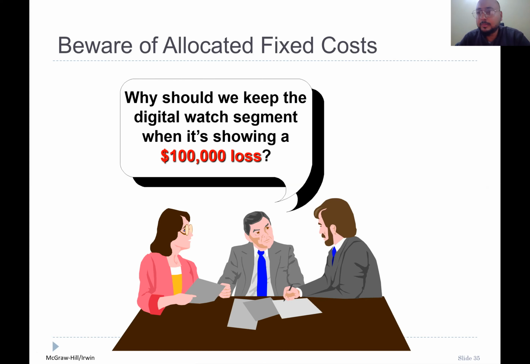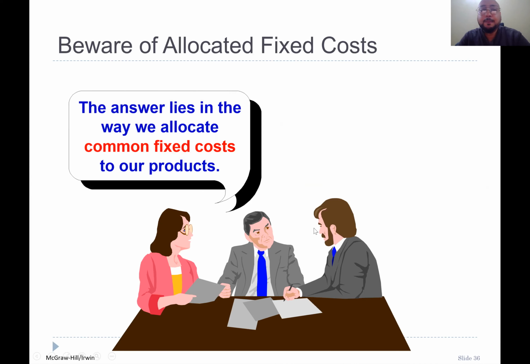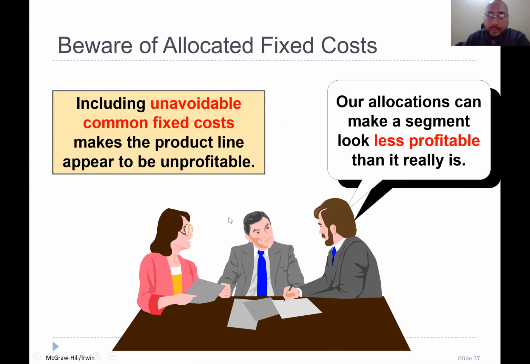So the question we just answered: why should we keep the digital watch if it's showing us a $100,000 loss? The managers can discuss the answer, as the answer lies in the allocation of common fixed cost. Some of the cost that this segment is using, if we drop it, must be allocated or spread to all other segments as well. So that's why we are retaining it. Our allocation can make a segment less profitable than it really is, right? Actually it is saving our loss by $40,000; if we drop it, we will be incurring $140,000 worth of loss. So retaining it decreases our loss.